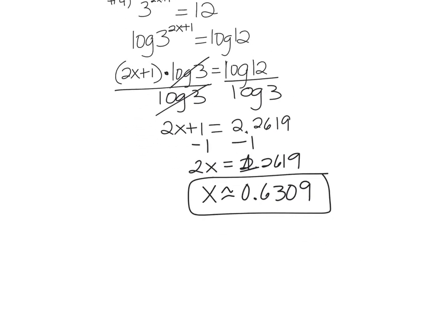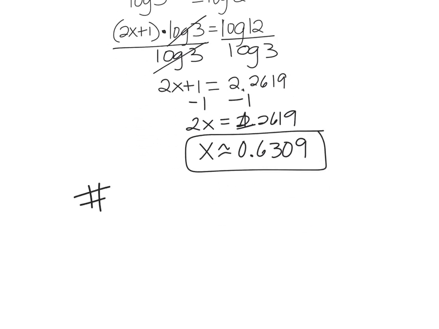All right, you get to try one now. Number 5. Let's go. 2 to the 3x minus 1 is equal to 5. You try this one.